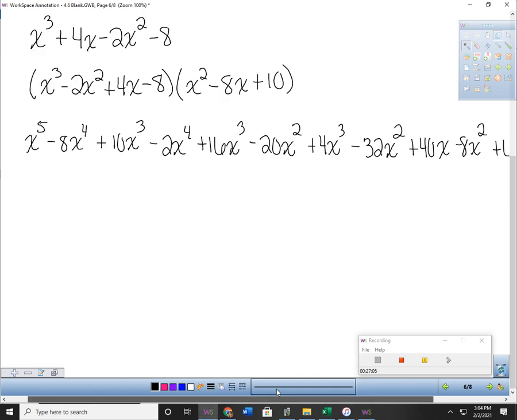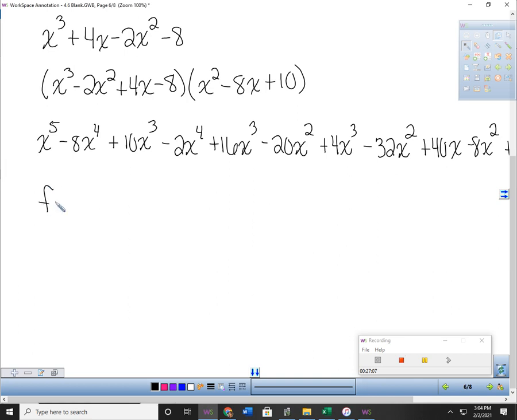So now I'm ready just to combine like terms and put it in order. So f of x is equal to, I have x to the fifth. That's the only one of those I have. I have a negative 8x to the fourth and a negative 2x to the fourth. That gives me negative 10x to the fourth. 10x to the third and 16x to the third give me 26. And then I have one more, add 4 to that, that gives me 30x to the third.